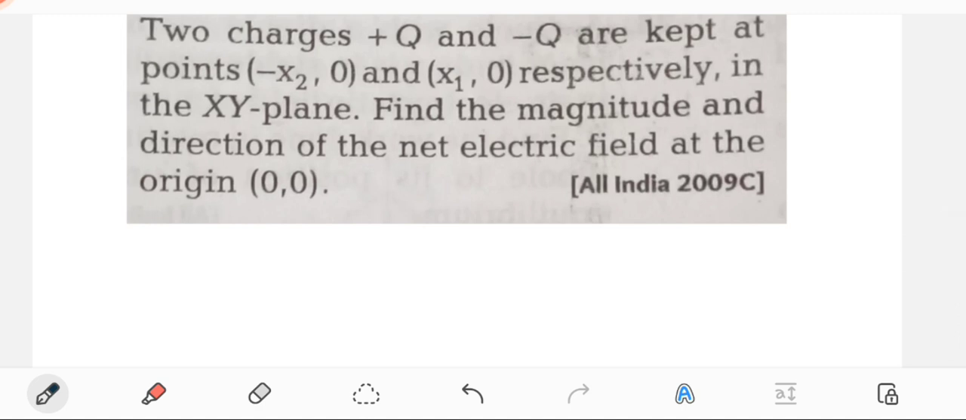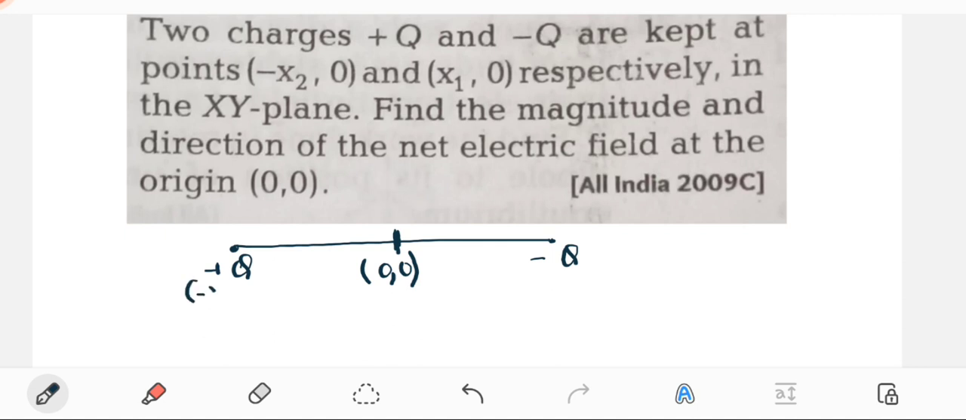Let me draw the figure first. Let us consider we have plus q charge and minus q charge, and let us consider we have the origin. This one is the origin 0, 0. This is minus x2, 0 and this is x1, 0. This is how we write it according to the question.